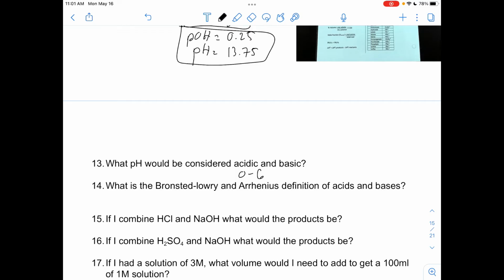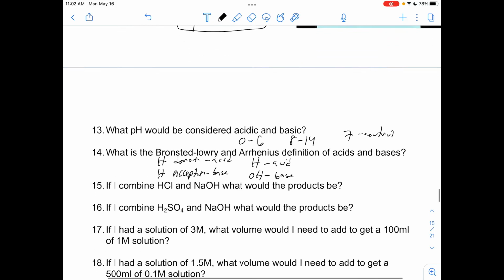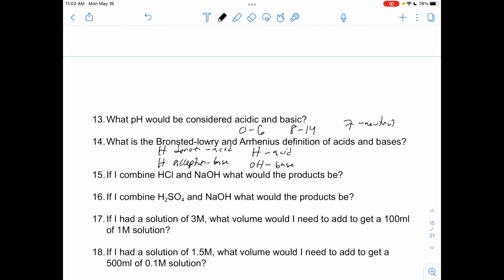Okay, pH 0 to about 6 is acidic, and then basic is 8 to 14. 7 is neutral. Bronsted, Lowry, Arrhenius stated that if it has an H, it's an acid. If it has an OH, it's a base, or if it produces that in solution. Bronsted, Lowry said that if something is a proton donor, it's an acid. And if it's a proton acceptor, it's a base.